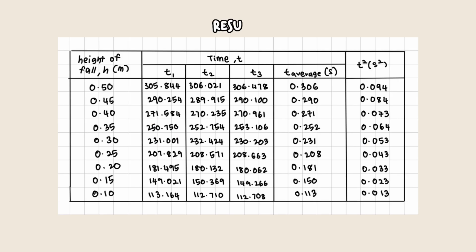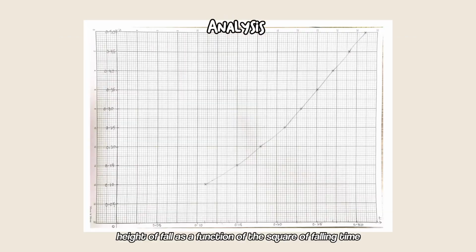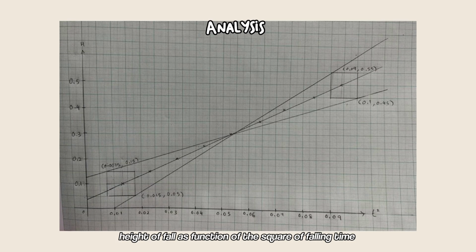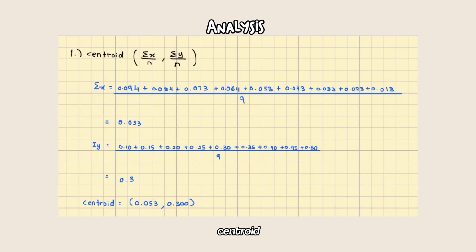So here are the results that we recorded from the experiment. From the results, we plotted a graph of height of fall as a function of falling time, and a graph of height of fall as a function of the square of falling time. Then, we calculate the centroid of the graph.